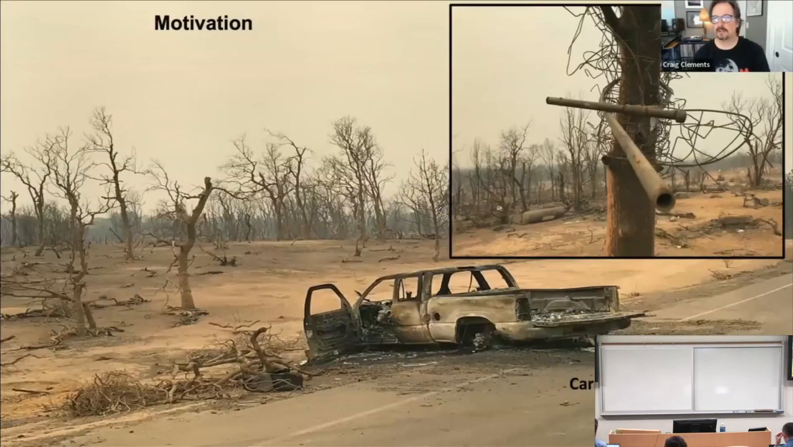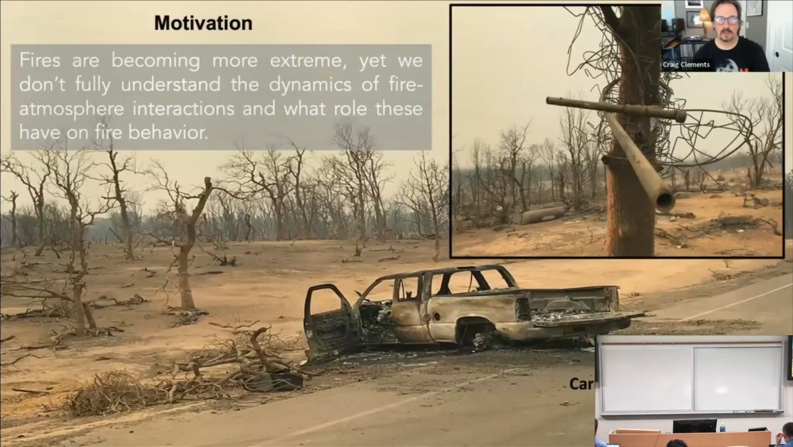Okay, so basically the motivation is we know that fires are becoming more extreme, yet we don't fully understand the dynamics of how fire-atmosphere interactions play on fire behavior. Here's an example of the Carr Fire tornado that was very devastating, equivalent to an EF3 tornado. You can see a gas line wrapped around this tree, bark that was stripped off the tree on all sides. If you look at all these trees, when we toured this area, it was complete devastation.